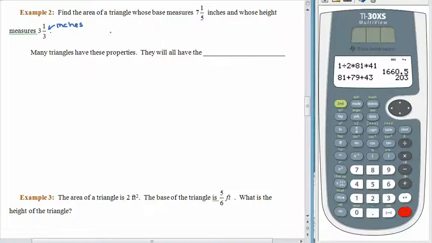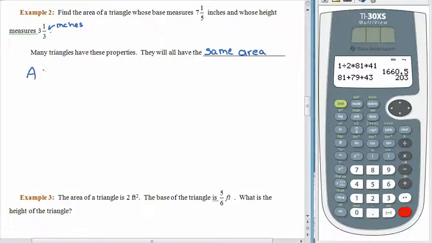And we'd like to find its area. We don't need a picture. Many triangles fulfill these requirements. Many triangles have these specifications, and every single one of them will have exactly the same area. It doesn't matter if the triangle is obtuse or acute or right. Every triangle with a base of 7 1/5 inches and a height of 3 1/3 inches will have the same area.